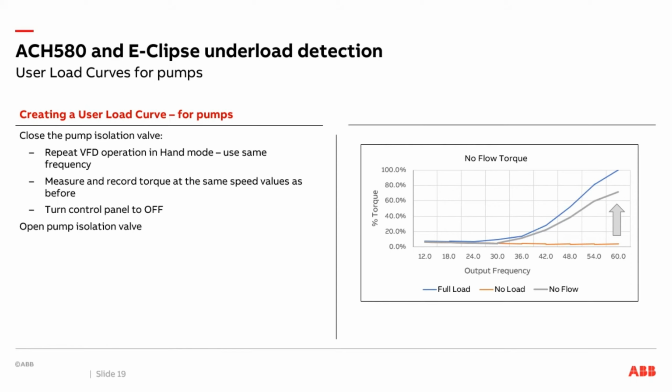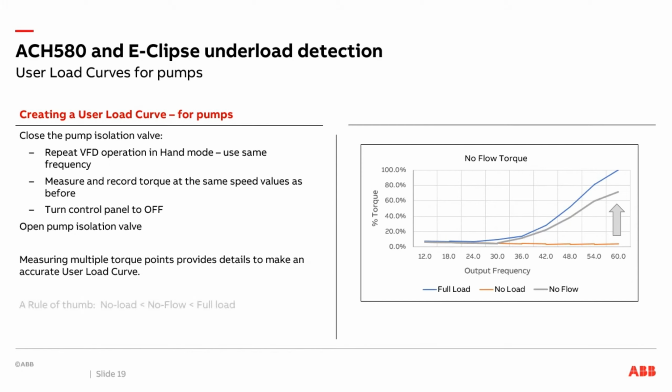I know testing no flow by closing an isolation valve may not be 100% accurate, but the process of measuring torque provides details to make an accurate user load curve. A simplified rule of thumb is that no load is less than no flow, which is less than full load.